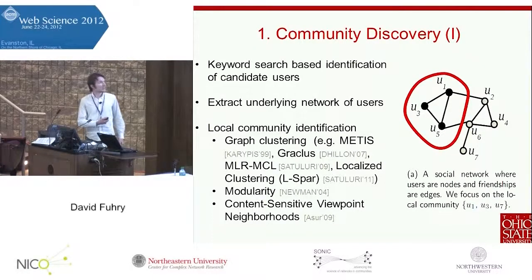There are quite a number of works on graph clustering, some of which we present here, or you could use modularity, or involve content in helping define these communities. There's some work on something called viewpoint neighborhoods. So there are quite a number of ways that you could start by finding terms at the top, and secondly, go down and find interconnected networks.